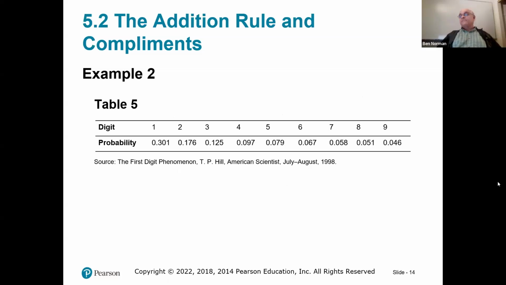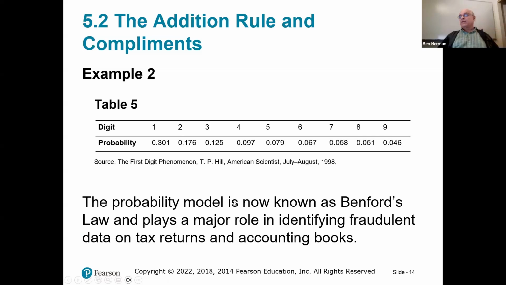Here's table 5. Notice that 1 has the largest likelihood of occurring, then comes 2, and then it starts to decrease significantly down to less than 0.05. The probability model is now known as Benford's law and plays a major role in identifying fraudulent data on tax returns and accounting books. It does have a real-world use.